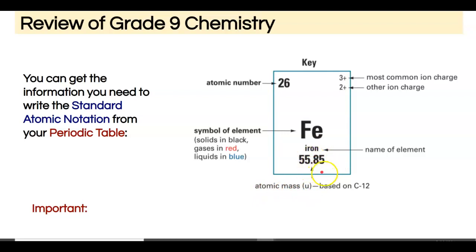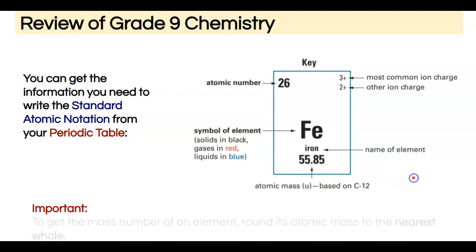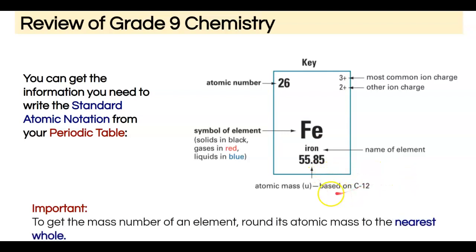So to get the mass number, I need to take that atomic mass value and round it to the nearest whole. When I see 55.85, that 8 tells me I need to round up, and so the mass number that I would use for iron would therefore be 56. So to summarize, let me write out the standard atomic notation for iron.